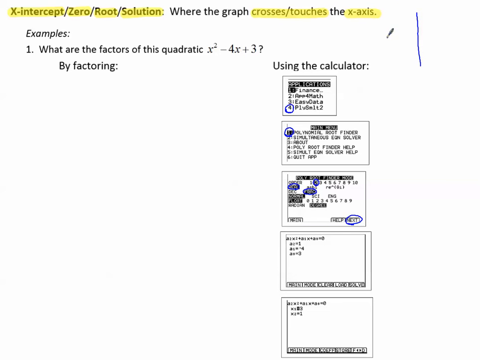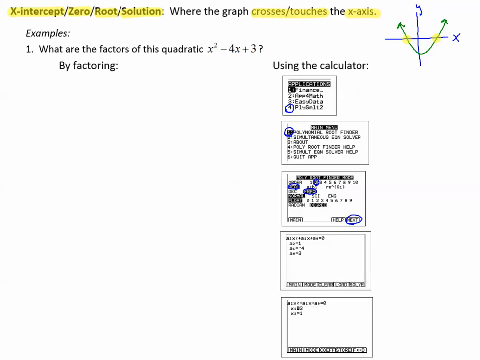So given a coordinate plane, there's the x and y axes, and a graph of a quadratic function, the solutions would be here and here. This graph has 2 zeros, 2 solutions, 2 roots, 2 x-intercepts.